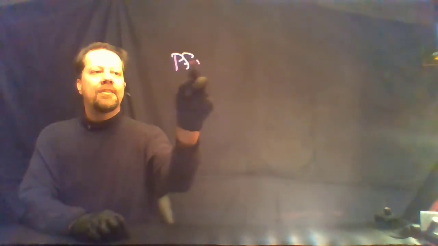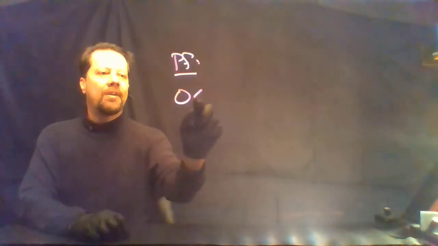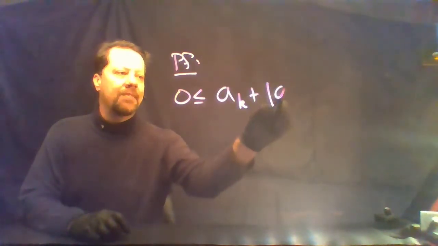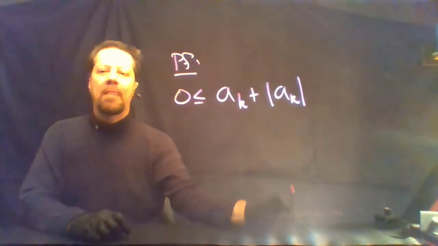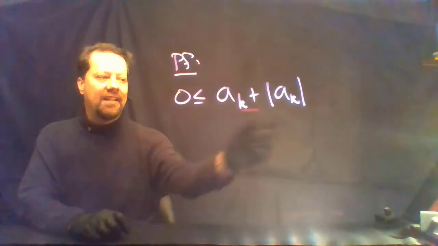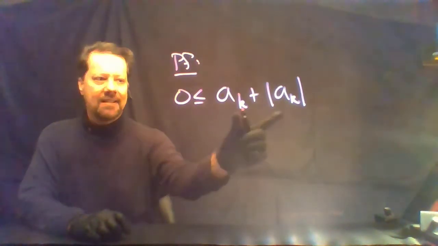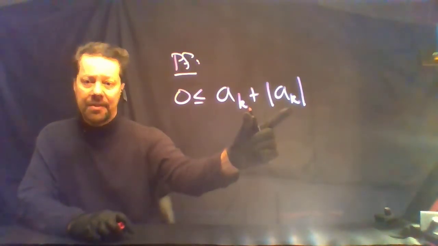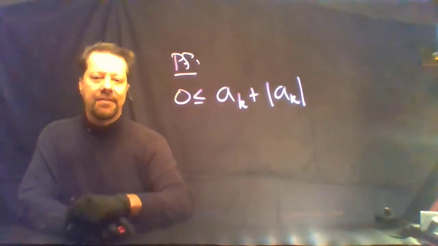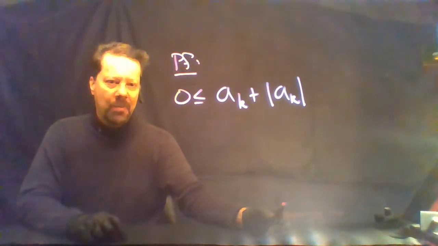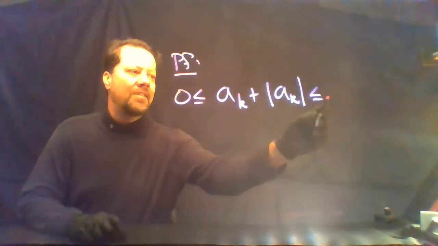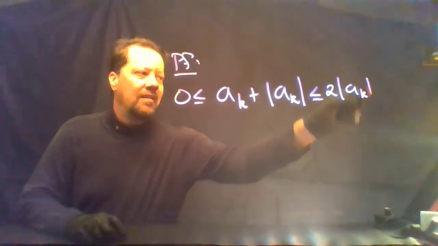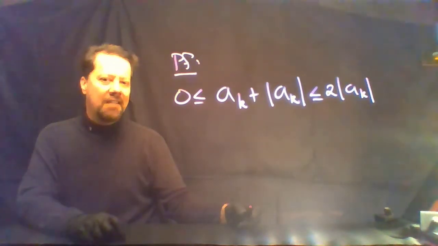To prove this, consider that 0 is less than or equal to a sub k plus the absolute value of a sub k. If a sub k is negative, the absolute value will cancel this and you'll get 0. If a sub k is positive, then both of these terms are positive and you'll get something greater than 0. What is more is that this is less than or equal to twice the absolute value of a sub k.